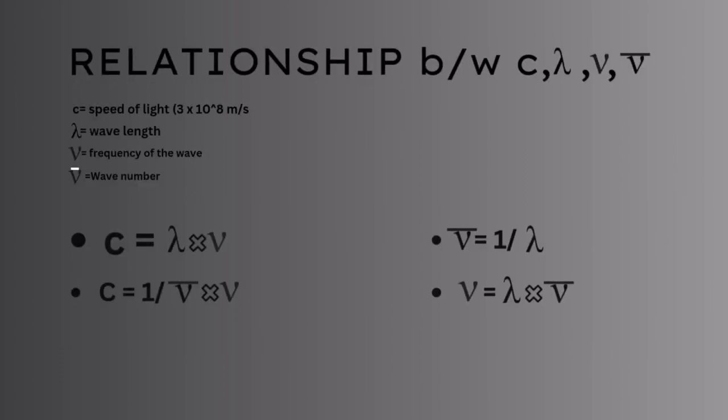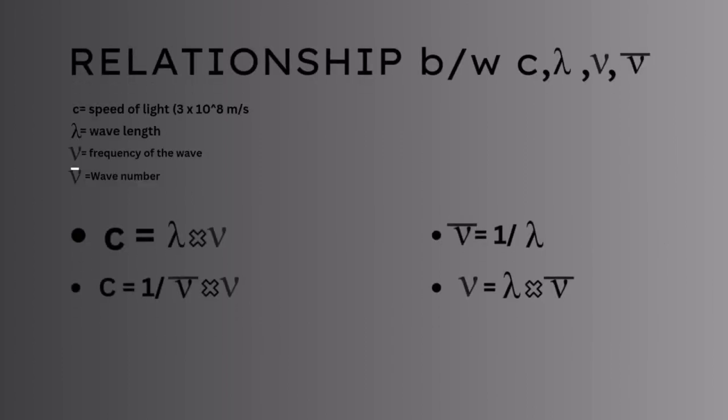Relationship between speed, wavelength, frequency, and wave number. First relation is that speed of light is equal to wavelength into frequency. Second relation is that speed of light is equal to frequency divided by wave number. Third relation is that wave number is equal to 1 by wavelength. Fourth relation is that frequency is equal to speed into wave number.